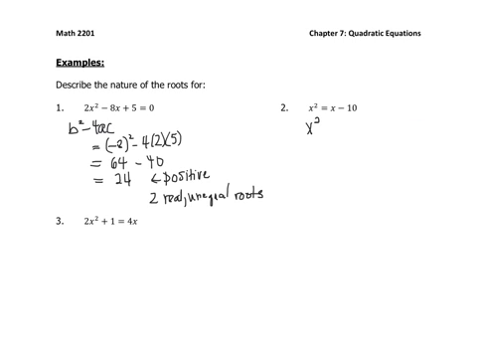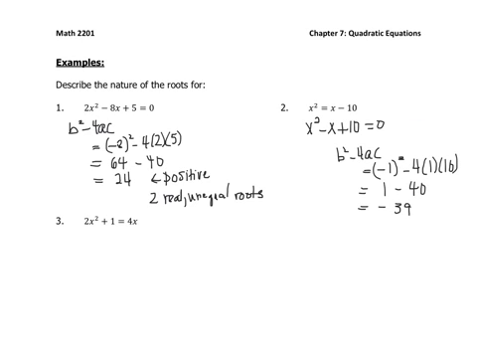The second one is not written the right way. First, we've got to bring everything to one side equal to 0 before we can figure out what b squared minus 4ac is. And then b squared minus 4ac in this case would be negative 1, the b value, squared, minus 4 times a, which is 1, and c would be 10. So that would be 1 minus 40, or negative 39. So since this is negative, that means there'd be non-real roots.